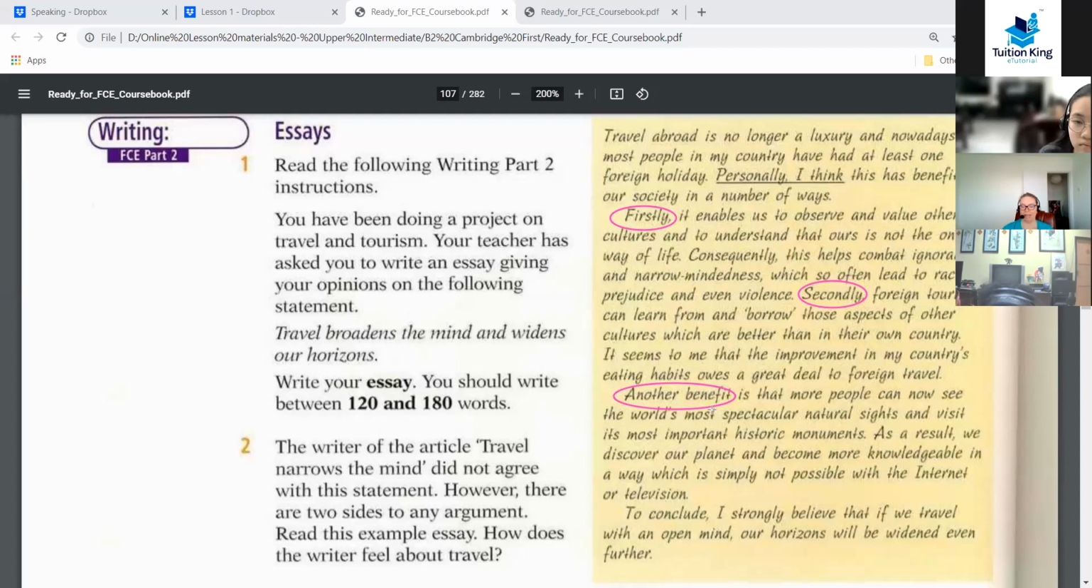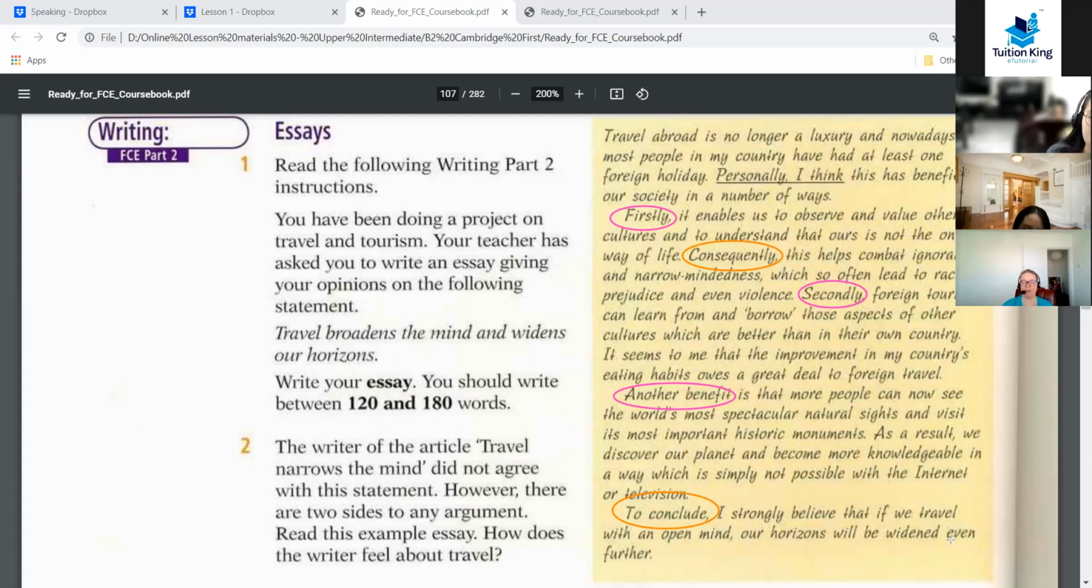Now, can you find me a word which concludes, or a linker that concludes? To conclude. Very good, excellent. Down here. What about this word? What do you think this word does? Does it show contrast? Or does it show cause and effect? Cause and effect. Very good. Can you find another linker which shows cause and effect? As a result. Excellent. Very, very good, well done.